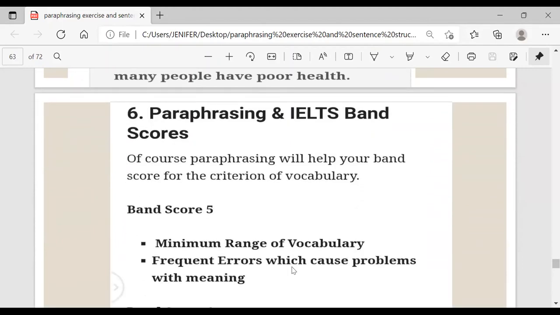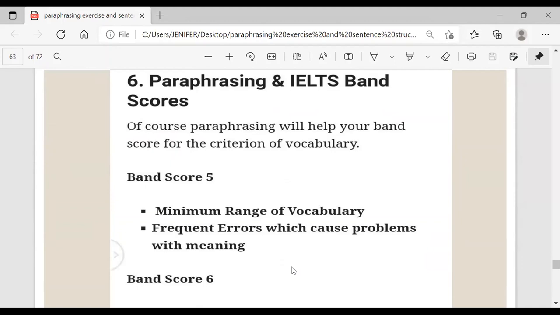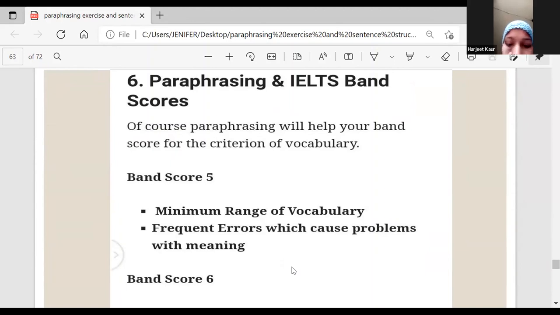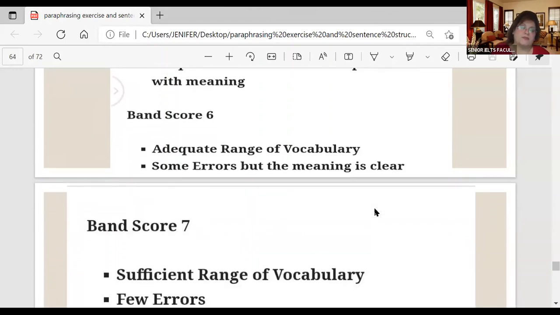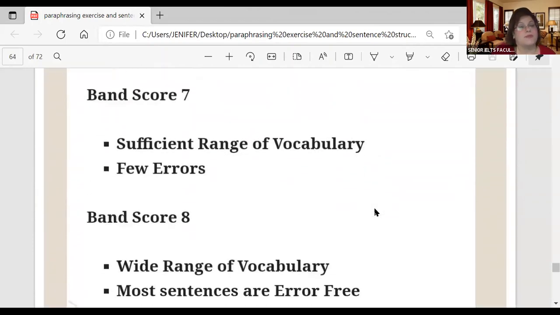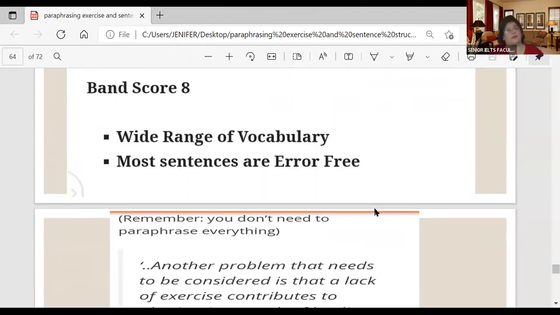Paraphrasing and IELTS best scores. Of course, paraphrasing will help your band score and the frequency of vocabulary. Band score 5: minimum range of vocabulary, frequent errors, which cause problems with meaning. If you follow this, you will only get a band score 5. Now, if you want to score band score 6, you need an adequate range of vocabulary. Some errors, but the meaning is clear, will do. If you want to score band score 7, a sufficient range of vocabulary and few errors. And for band score 8, a wide range of vocabulary, most sentences are error free.